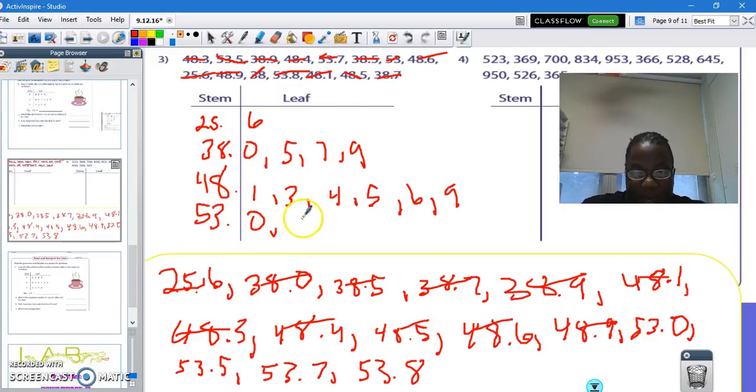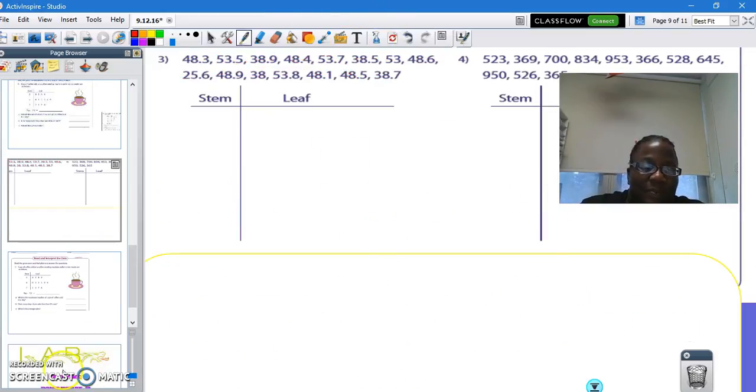So, and then we have 53.5. Then 53.7. Actually, just looking at her sheet as an answer key. Sorry if I'm wrong, guys. 7. It's good. So, and then 53.8. Boom. There it is. Number 3 is done. Got the wheel of death.